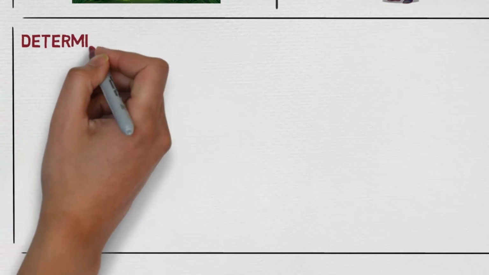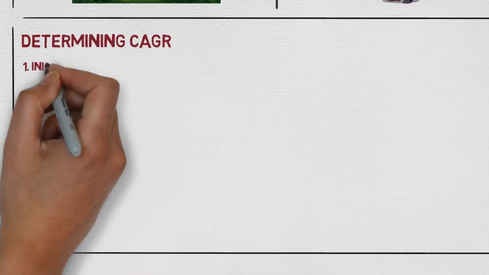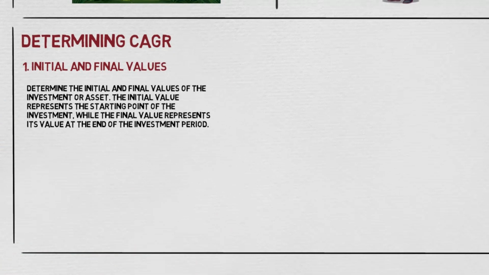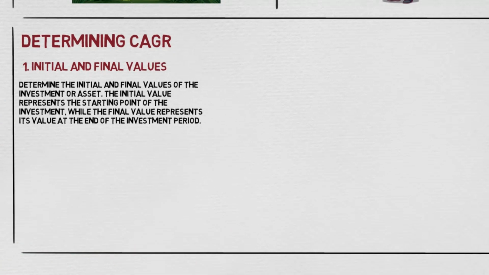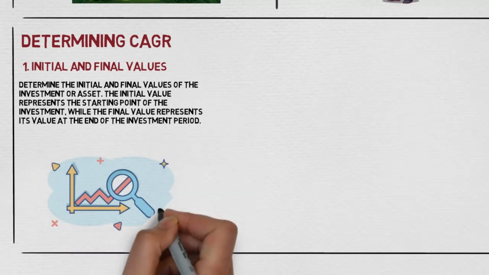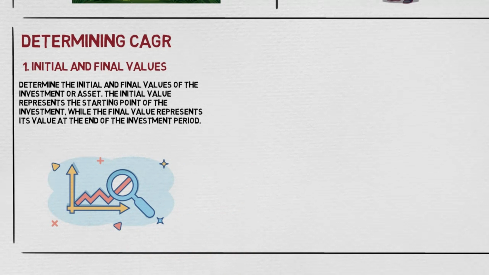How to determine CAGR. 1. Initial and final values. Determine the initial and final values of the investment or asset. The initial value represents the starting point of the investment, while the final value represents its value at the end of the investment period.